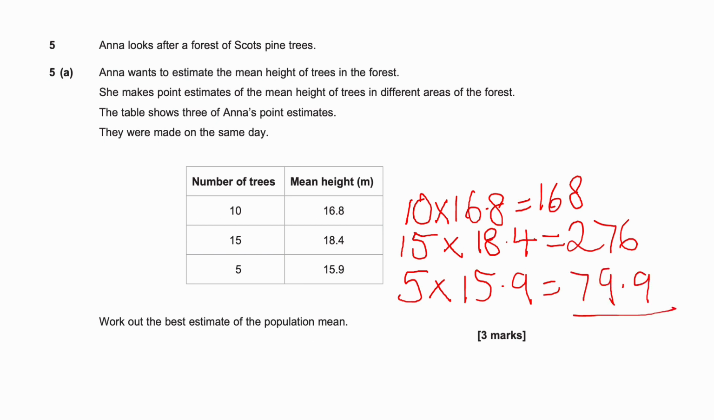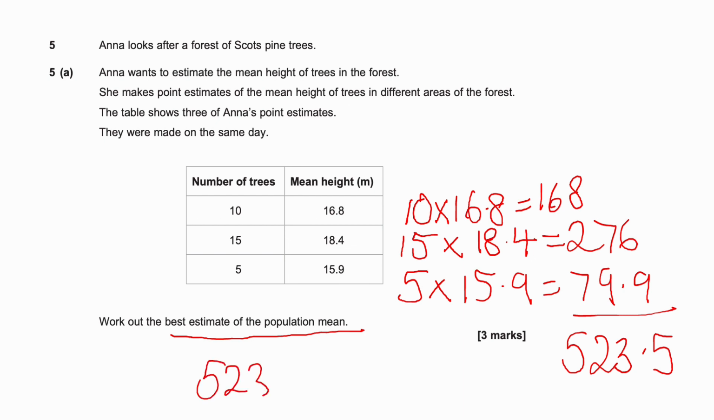And when you add the totals up to get the total height of these 30 trees, you get 523.5. And because we want the best estimate of the population mean, we are going to divide this by the number of trees that we were investigating here. So we had 30 trees. If we divide 523.5 by 30, we get 17.45, which is the best estimate of the population mean.